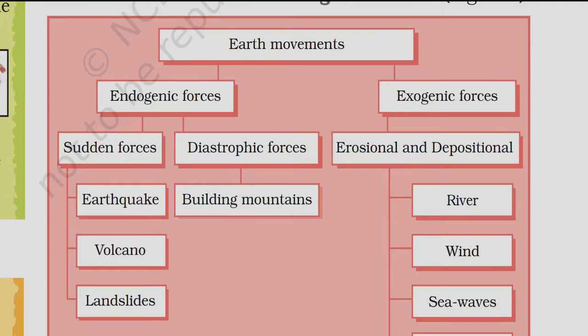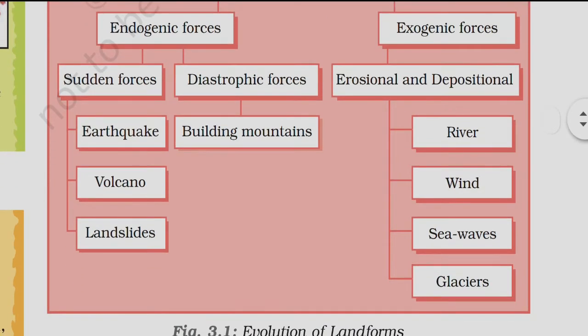Is that clear? Then exogenic forces. Exogenic force means the changes that happen outside, on the surface of the earth. It includes erosion and deposition. The examples are rivers, wind, sea waves, glaciers, etc. We all know that rivers, wind, sea waves and glaciers are above the crust, on the surface of the earth. So that is exogenic force and endogenic force.